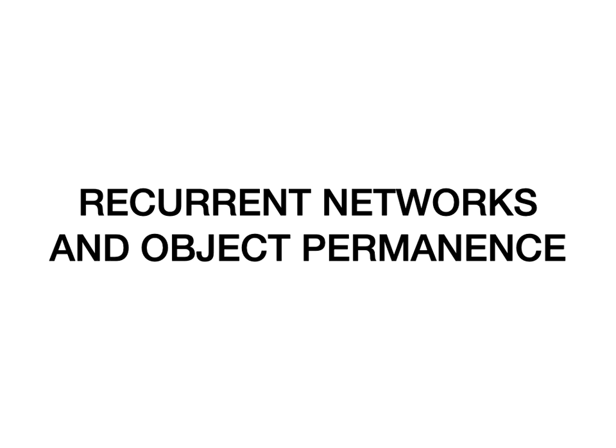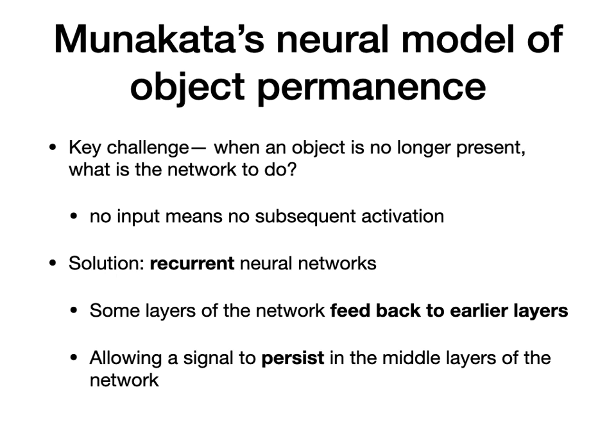Now we can talk about another network that was built to capture another phenomenon in humans, object permanence, which is really just another way of saying memory. So, Munakata's neural model of object permanence. The basic challenge was, when an object is no longer present, what does the network do with that? If there's no input, there can't be any activation, right?